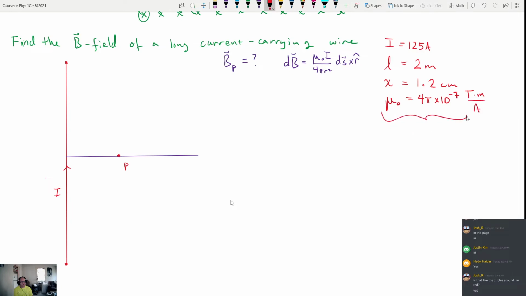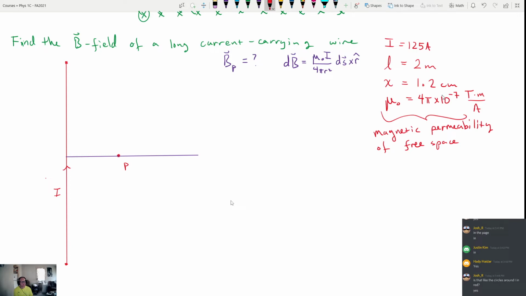This thing is called the magnetic permeability of free space. Put in a less complicated way, this number tells us just how much space itself resists the formation of magnetic fields.